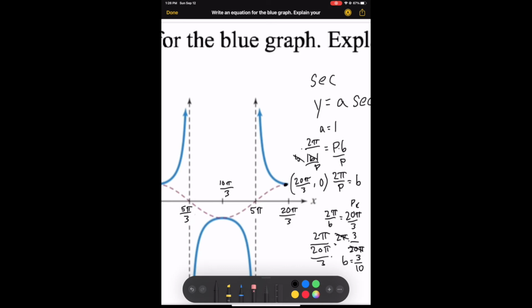Okay, so B equals 3 over 10, right? The A is 1, and so we're going to get Y equals 1 secant 3 over 10 x. And we can simplify this to Y equals secant 3 over 10 x.